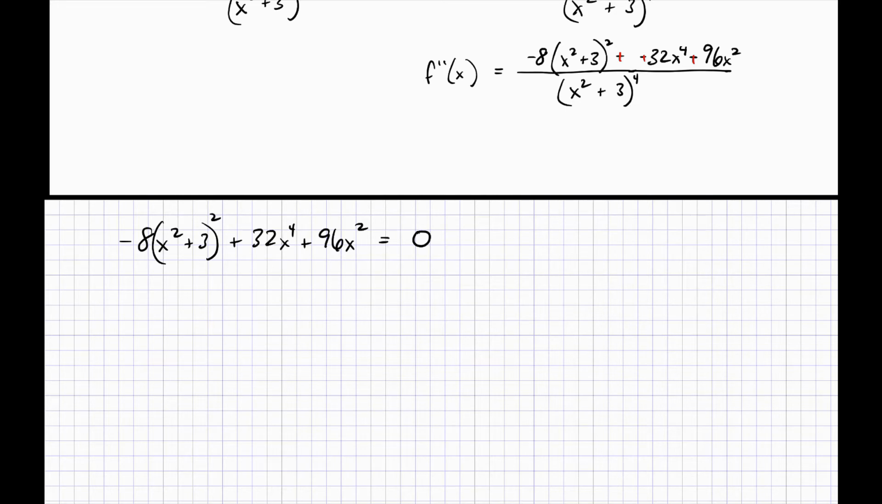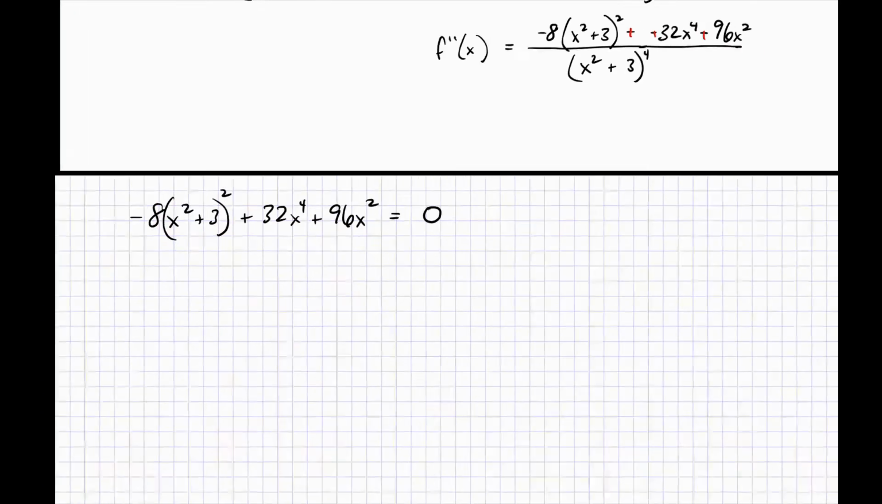So it looks like every term has an x. They all have x to some degree. So I can't really subtract or add anything to both sides. What I have to end up doing here is multiply this out.